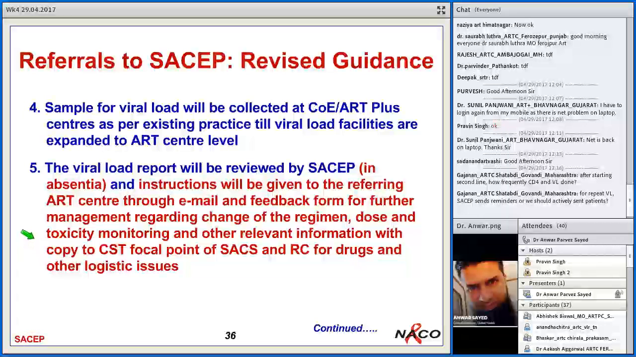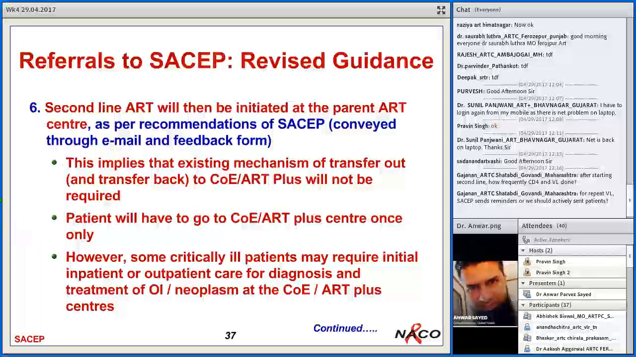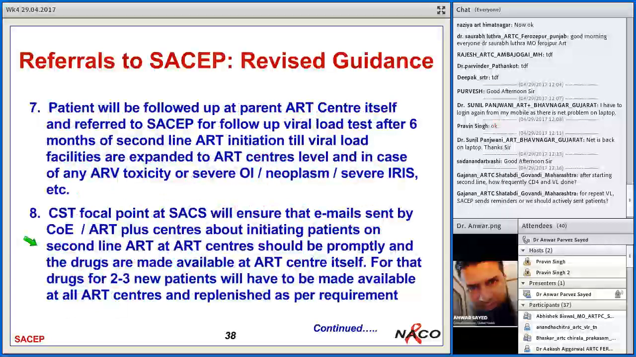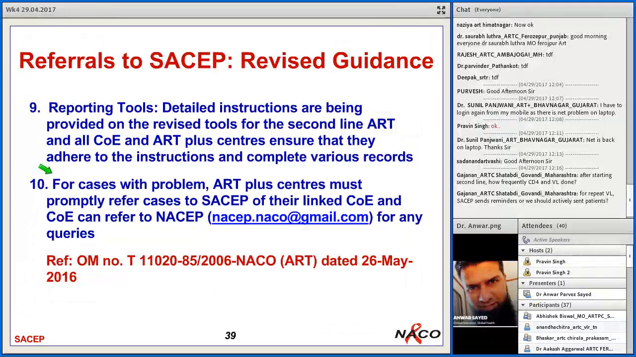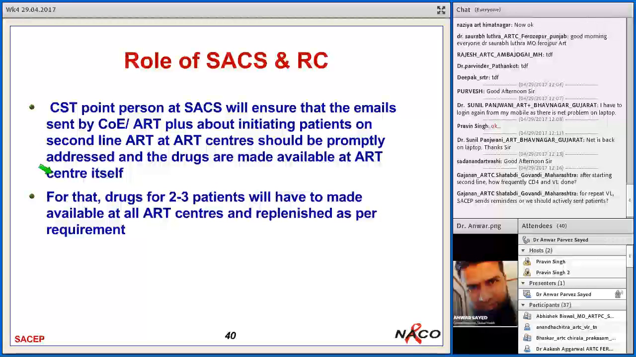For the CST focal person, like the joint director or RC in the state, they should ensure that second line drugs for at least 2 to 3 patients are available at each facility. Once the patient is initiated on second line ART, after 6 months the patient needs to undergo viral load, just to see whether there is viral load suppression or not. Otherwise, routine follow-up of the patient on second line is done at the parent ART center. All the recording and reporting tools are to be filled as per requirement.